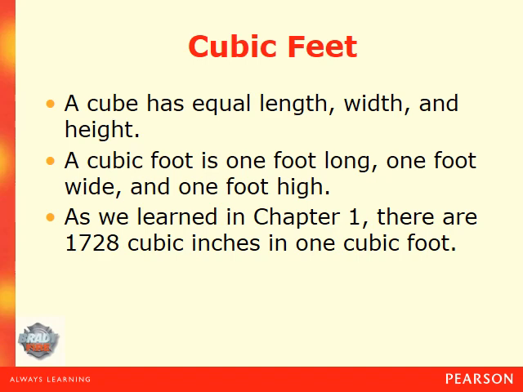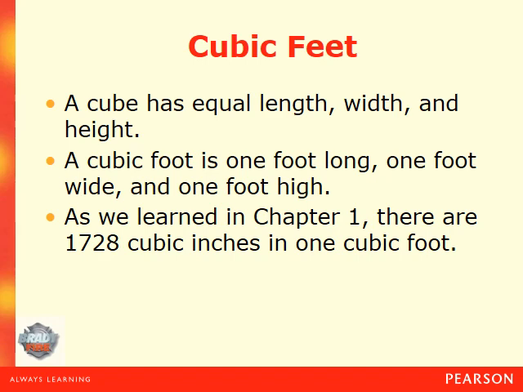Alright, let's talk about cubic feet. A cube has equal lengths of width and height. So we're going from a two-dimensional object to a three-dimensional object now. A cubic foot is 1 foot long, 1 foot wide, and 1 foot high. As we learned in Chapter 1, there are 1,728 cubic inches in 1 cubic foot.